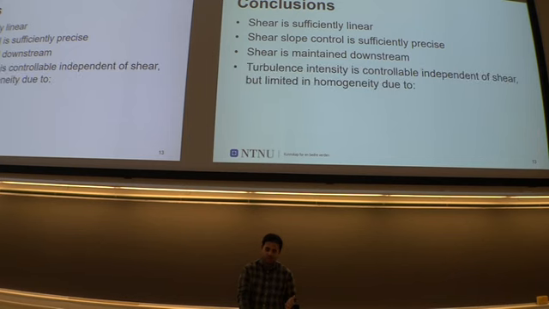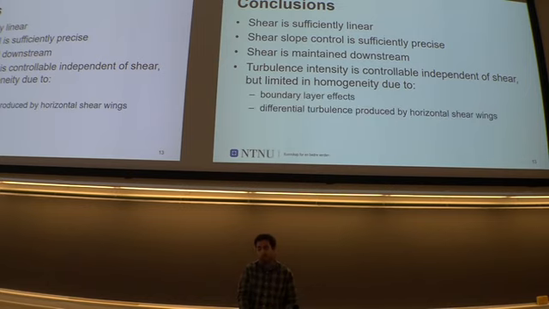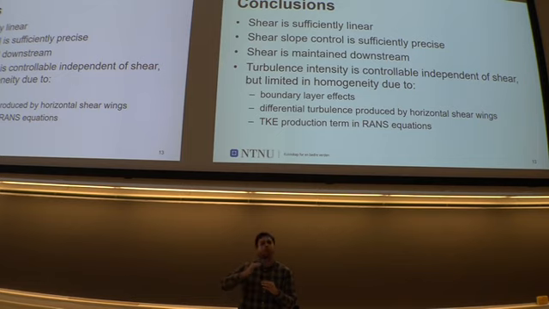Also the turbulence intensity is controllable, independent of shear, but it is limited in homogeneity due to boundary layer effects and differential turbulence produced by the horizontal shear wings, because they're also making turbulence, right? Of course the lower ones are making, well, I can't say that necessarily, I have to check, but I would assume that they're making more turbulence. And lastly, as I showed in the previous slide, the production of turbulence kinetic energy causes a bulge in the turbulence intensity plots. So that's all my results, really. That's it.